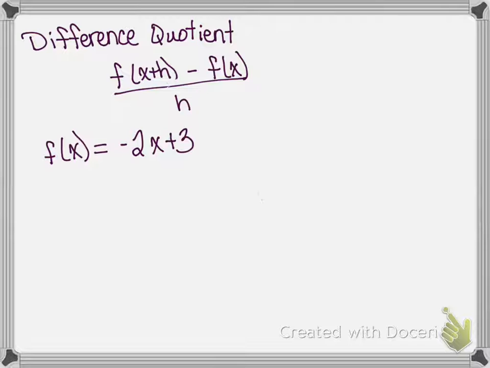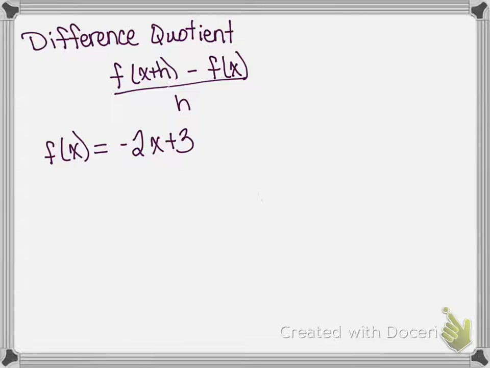The difference quotient is something that you use a lot in calculus. It is an algebraic process, and so that's why we teach it a lot in pre-calculus. But it is something that you use in calculus to help you find instantaneous slope. It's used to help you find derivatives and different things like that.